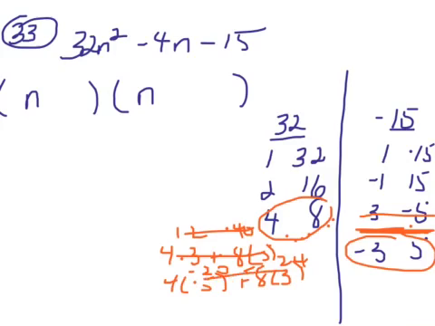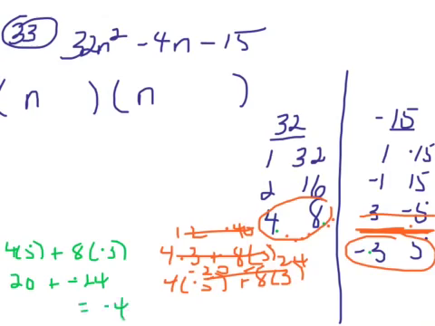Let me do the figuring for this in a green color or something. I noticed that I got a 20 and a 24. Let me try the 4 and the 5 to get the 20. So 4 times 5 gives me 20. And then I'm going to add in 8 times negative 3. 8 times negative 3 is negative 24. And 20 plus negative 24 is the negative 4 that I need. Yay, I found it. I need to have a 4 in front of one of the n's and an 8 in front of the other.